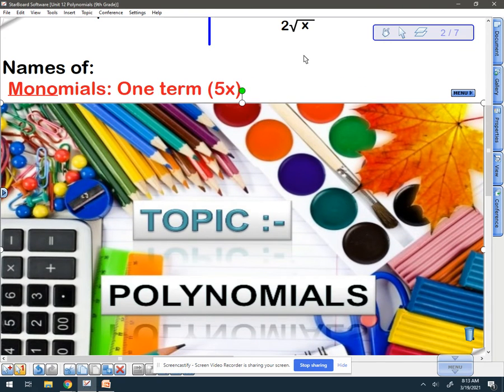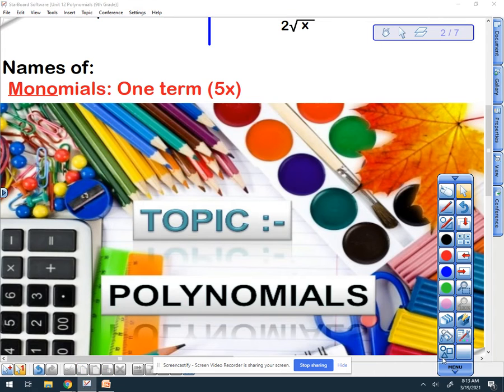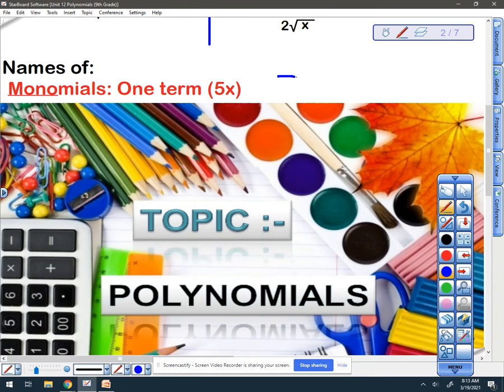So there are monomials when you have one term. So if you just have 5x or if you just have 7, or if you just have y, or if you just have 3ab.